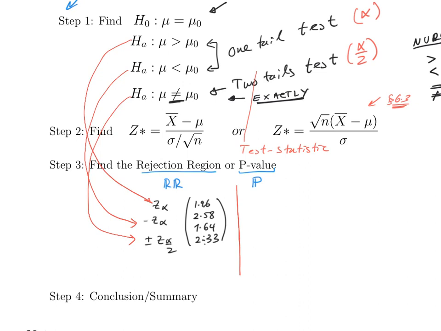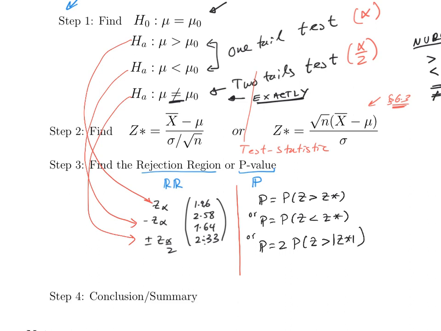What about the p-value? Well, for the p-value, you also need 3 cases. The first one will be this. The p-value will be equal to the probability that z is greater than z star, or the p-value is equal to the probability that z is less than z star, or the p-value is twice the probability that z is greater than the absolute value of z star. Again, this will go with this, this will go with this, this will go with this.